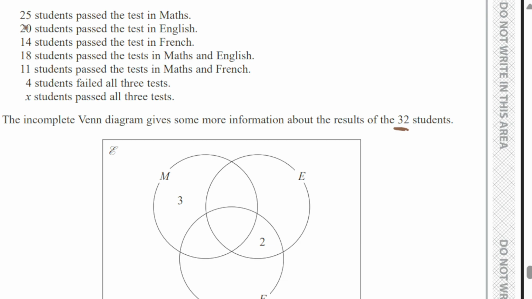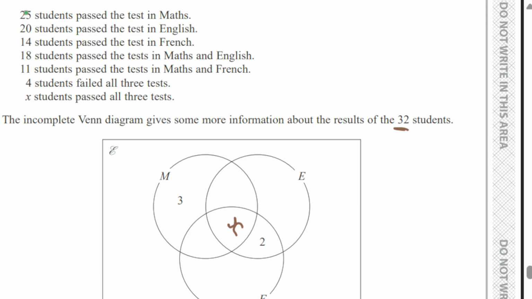They gave us some nice numbers here, and the question is just to find x. What's x? X is the students who passed all three tests. So passed all three is where all the three circles intersect. So this is x here. Now let's try to find x.